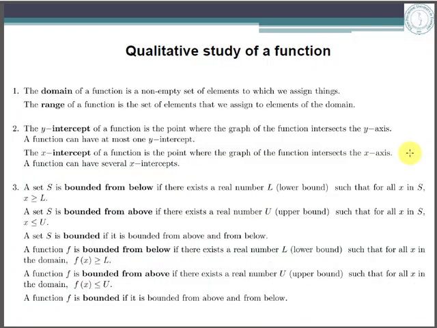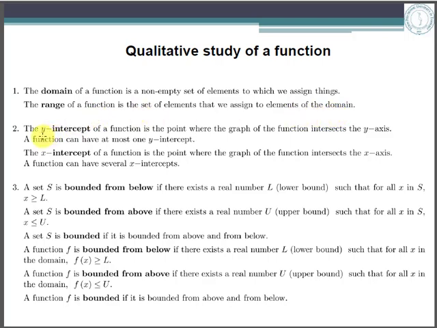Okay, now we'll move to the qualitative study of a function. Here we have some steps of analyzing the function. The first step is finding domain and range. So let's recall the definitions of these steps. The domain of a function is a non-empty set of elements to which we assign things. The range of the function is a set of elements that we assign to elements of the domain.